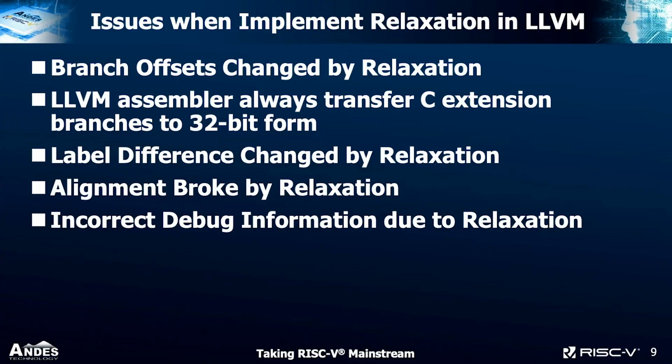The issues are: branch offset changed by relaxation. LLVM assembler always transfers C extension branches to 32-bit form. Label difference changed by relaxation. Alignment broken by relaxation, and the debug information becomes incorrect due to relaxation.